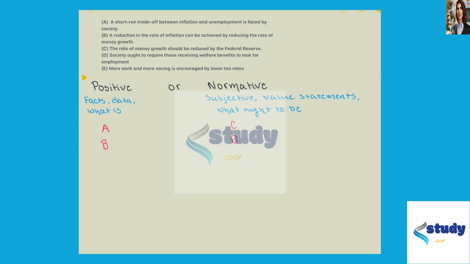So because it's telling us that, that's really a factual basis. We could back that up with data if we wanted to. It's not telling us any way in which things should be done. It's just saying simply that more work and saving is encouraged by lower tax rates. So that's just some basic examples of how to classify these different phrases between positive and normative statements.